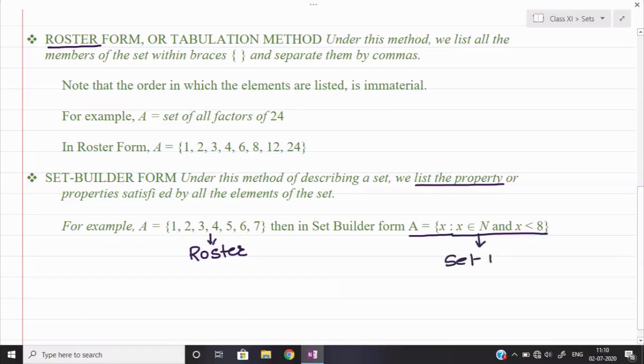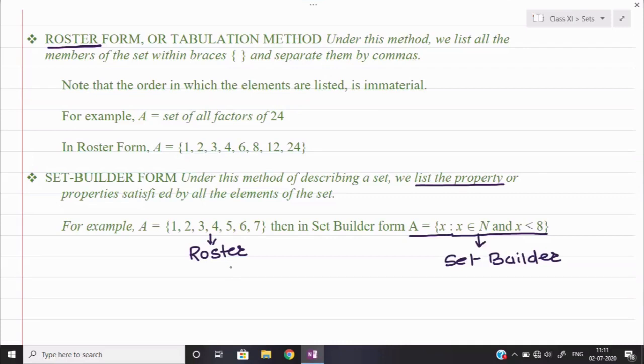Now each form has its own importance. What is the importance? Suppose we have a limited number of elements, and we want a view of each and every element to be listed out. In that case, the roster form is possible. We should normally write down the elements of a set in the roster form, because we can come to know each and every element of the set. But sometimes we have some limitation and we can't write down all the elements of the set in the roster form.